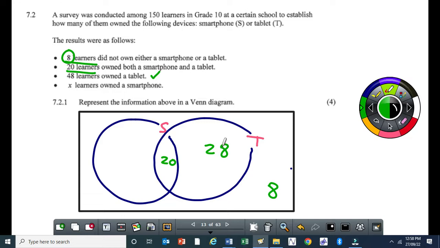Then X learners owned a smartphone. It doesn't say X learners owned a smartphone only. So among these X here, there are also 20 who also own a tablet. So it will be X minus 20. So those who own a smartphone only, it's going to be X minus 20. You're following that? You see how easy it is? It's not very complicated.